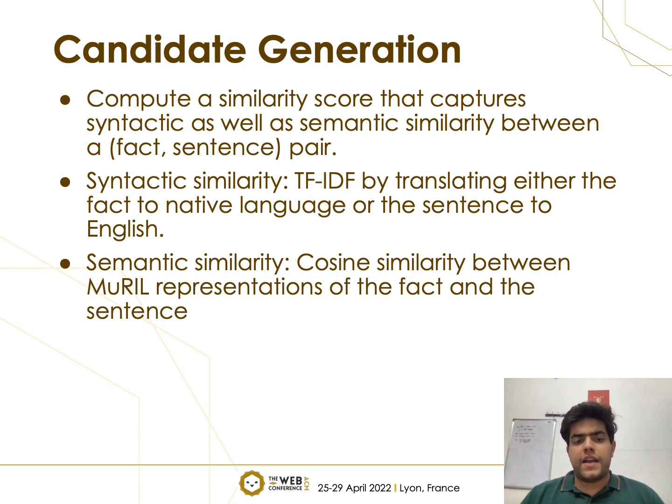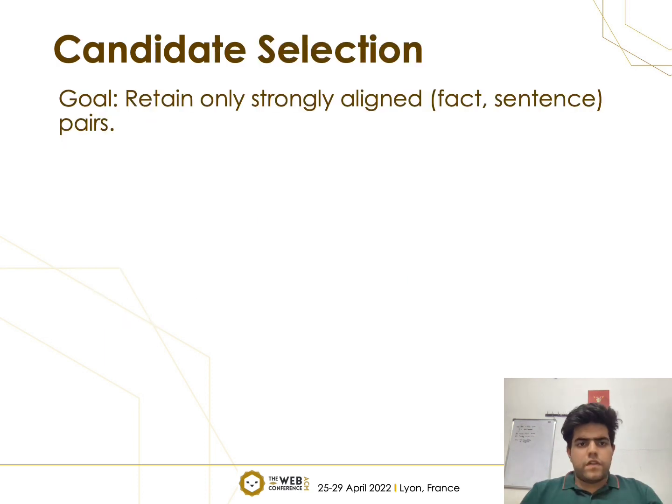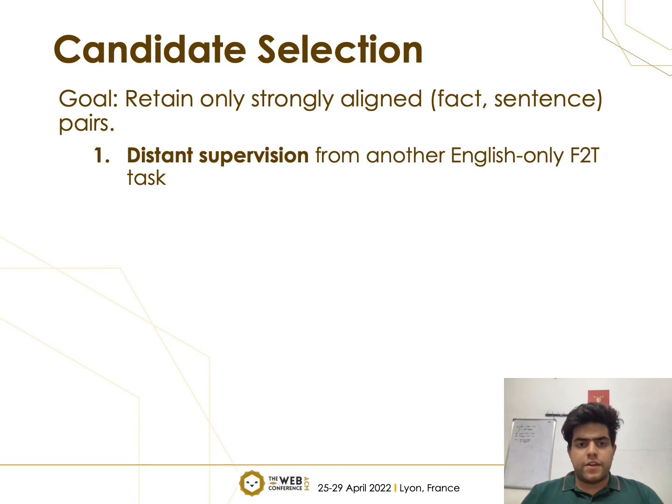For semantic similarity, we take cosine similarity between the MuRIL representations of the fact and the MuRIL representations of the sentence. Our stage 2 is the final candidate selection for our cross-lingual fact-to-text alignment. For candidate selection, as already mentioned, the goal is to retain only those facts which strongly align with the given sentence. For this, we consider two approaches.